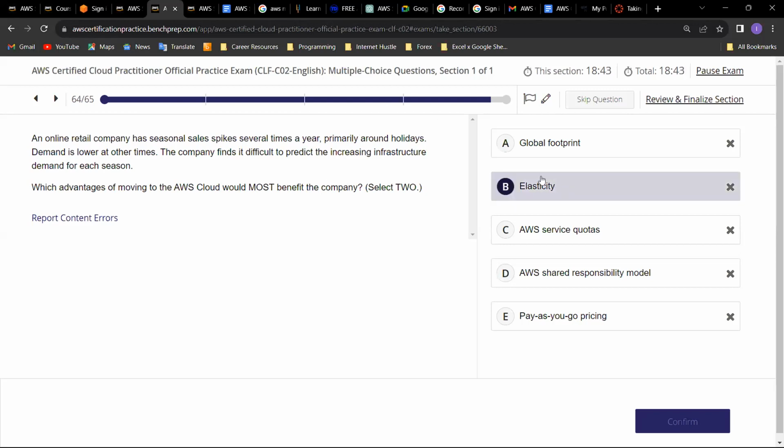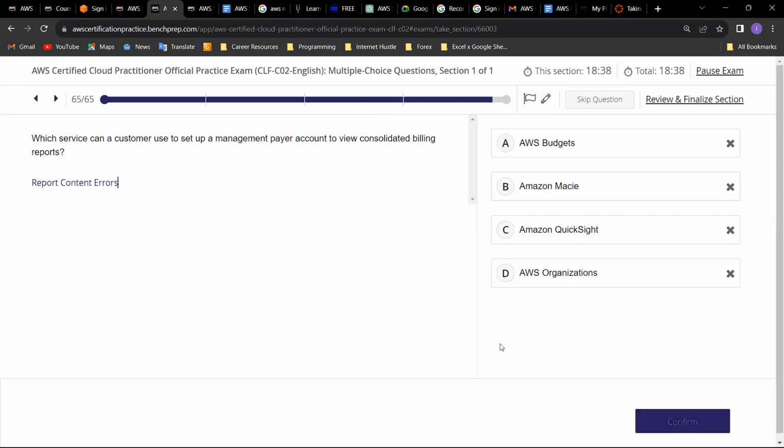Okay, so B and E. Which service can a customer use to set up a management payer account to view consolidated billing reports?